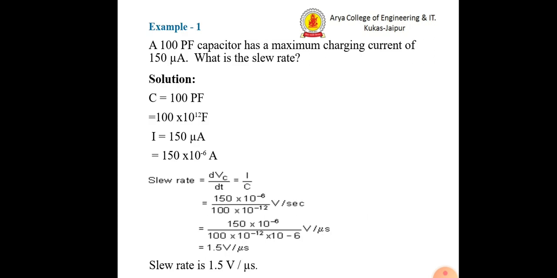Now we will take one example to find out the slew rate when the capacitor value inside a particular circuit and the maximum charging current are given. For slew rate, since it is dV by dt, obviously it is I by C. Substituting the values of I and C, we find that the slew rate is 1.5 volt per microsecond.